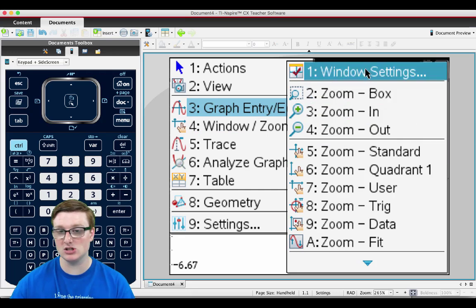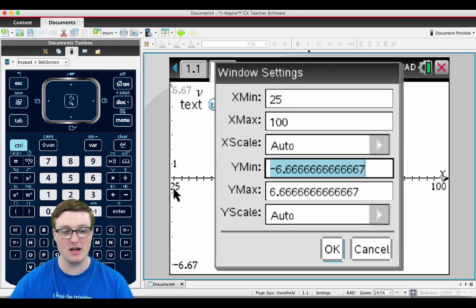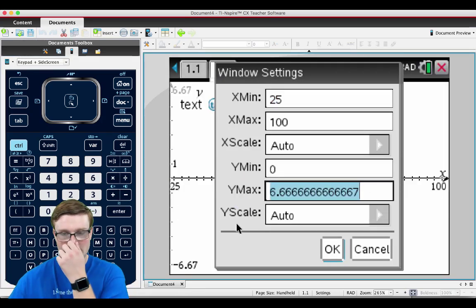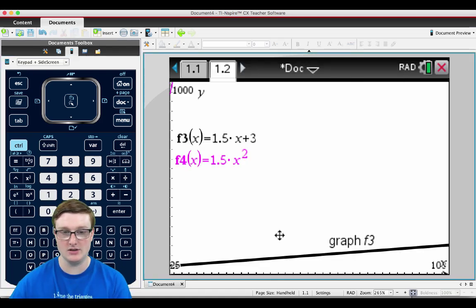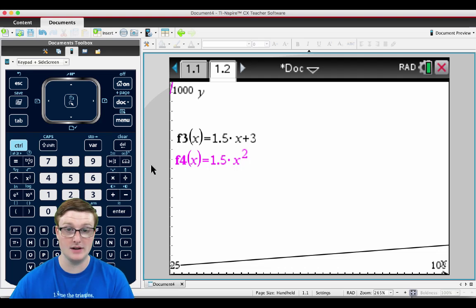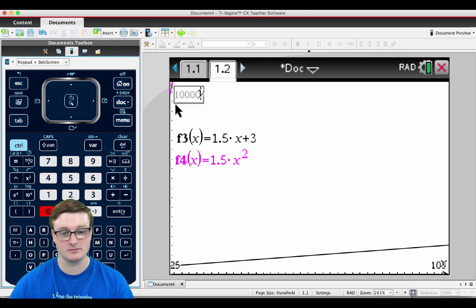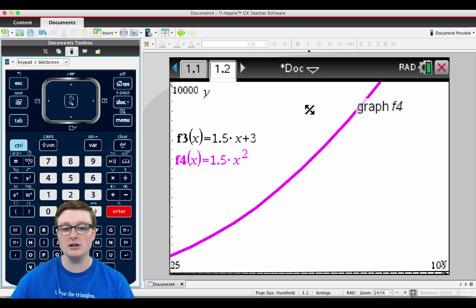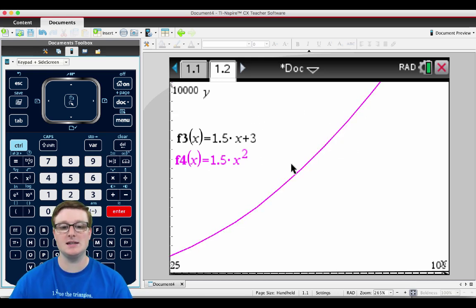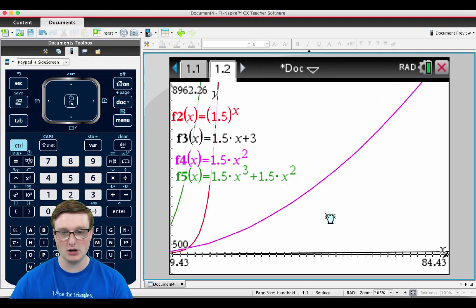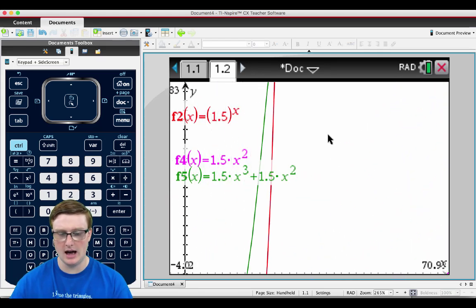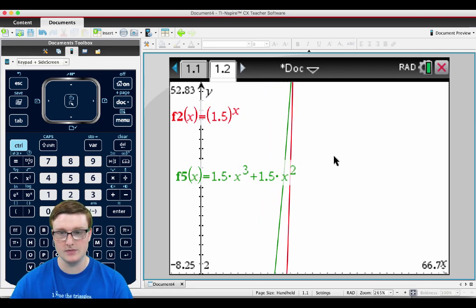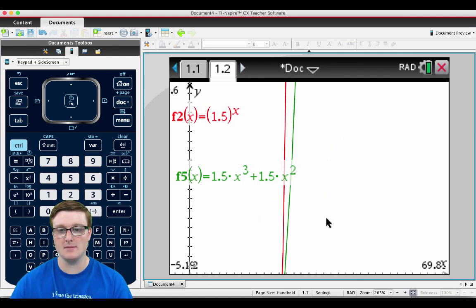Window Settings, because it's so darn high, I'm going to make the minimum value of y 0, and I'm going to make the maximum, let's try 1,000. I don't know how high this is going to go, but let's try 1,000. That's not even high enough. Let's make it 10,000. Okay, so clearly the only graph that's up here is the pink function. Your other functions, no, I'm sorry, not your pink function. Oh, we need to go even higher? Jeez.